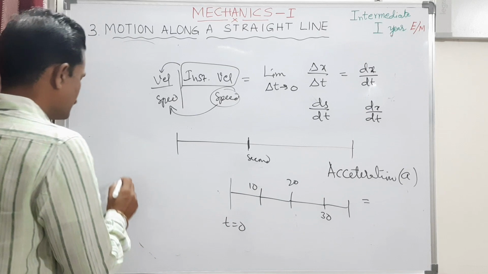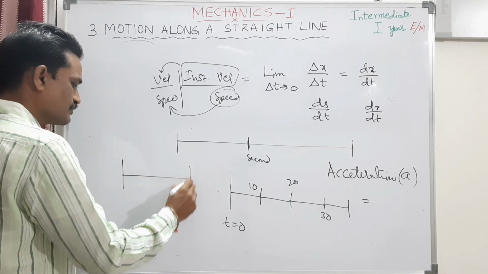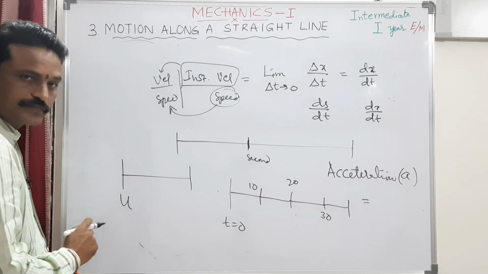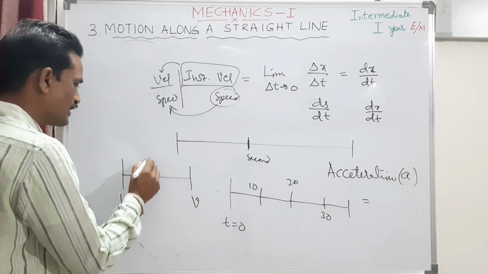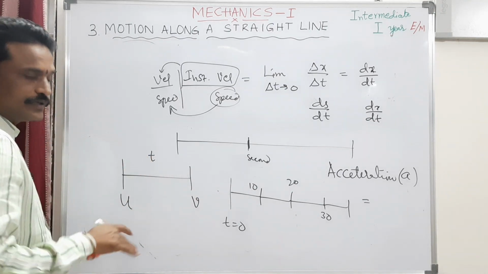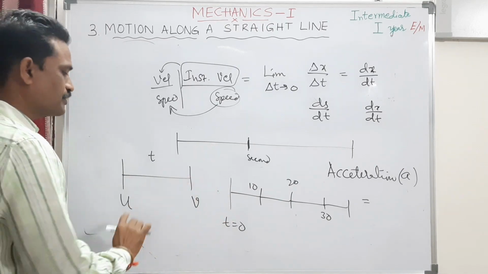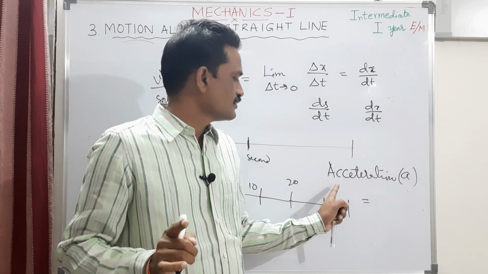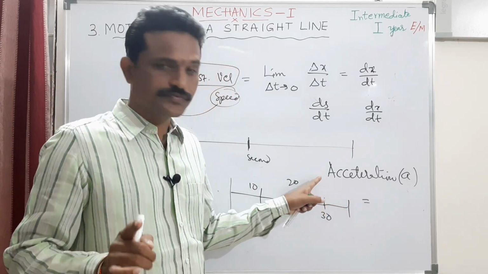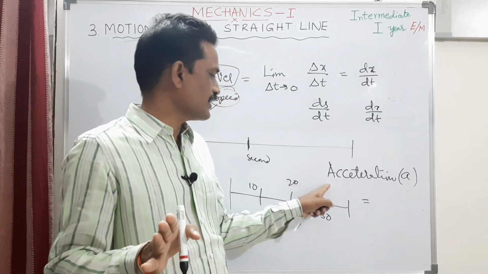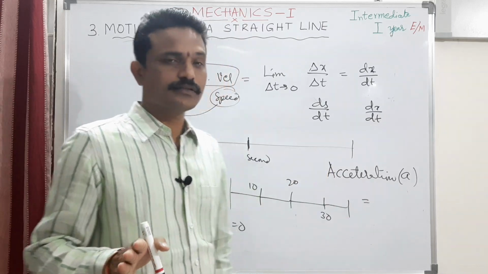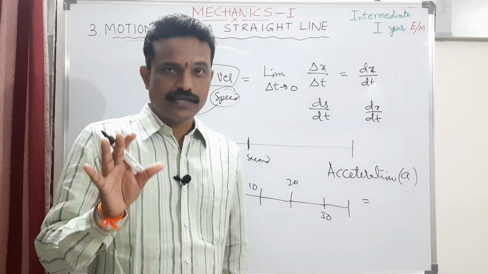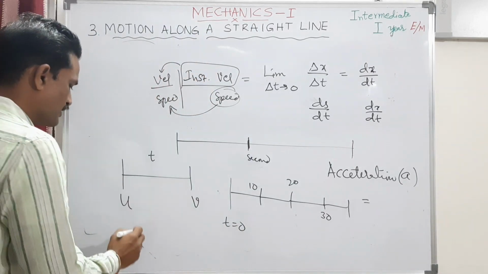So let us say I am going with an initial speed u. For initial speed I use the term u. Final speed is v. I took time t to increase my speed from u to v. The device that is fitted to all the vehicles that gives acceleration is called accelerator. That is called accelerator. So how to define?